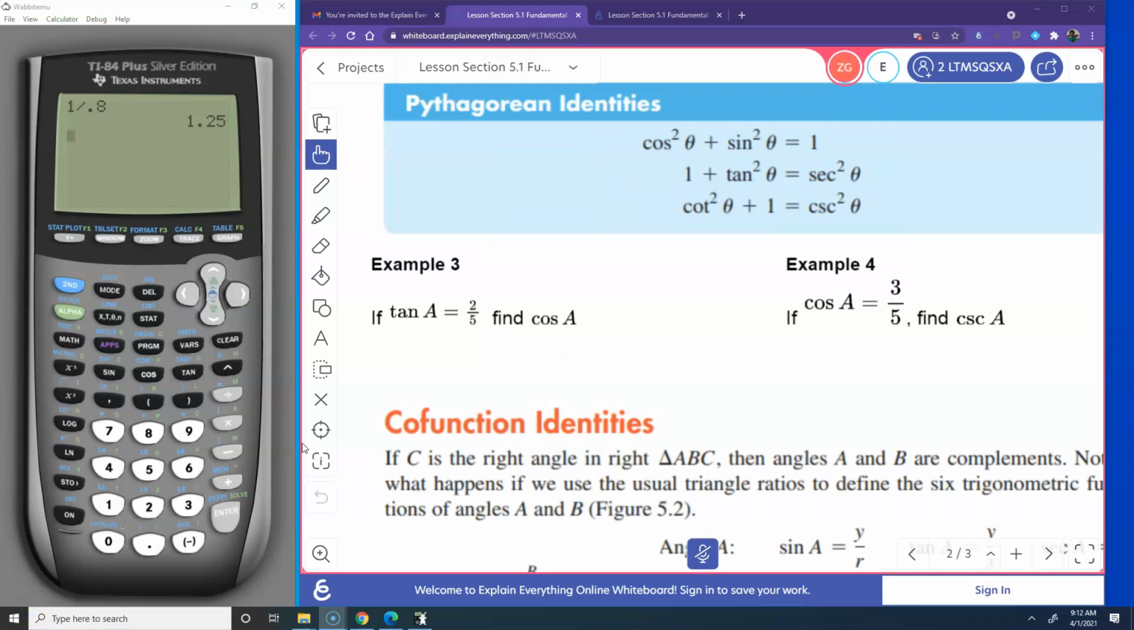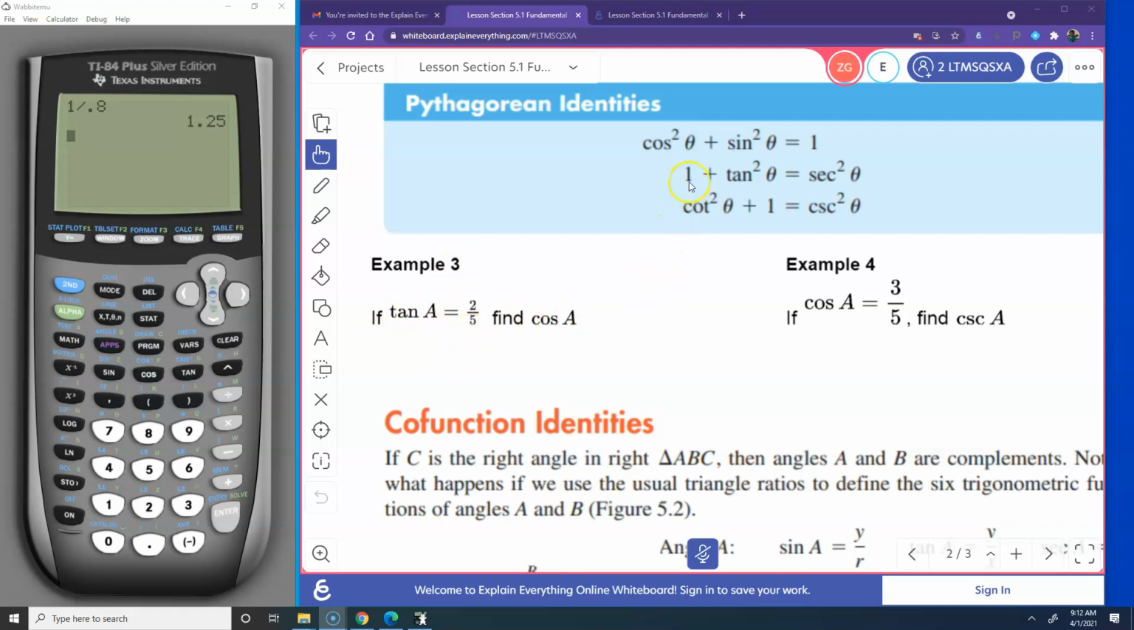The next identities that I want to go over are cosine squared theta plus sine squared theta equals 1. This is a Pythagorean theorem, or it is the Pythagorean theorem, but it uses cosine and sine. And these two can be derived from cosine squared theta plus sine squared theta. So you have these other two formulas. Now remember that we're looking for cosine of A here, for example 3, and they do give you tangent of A is equal to 2/5.